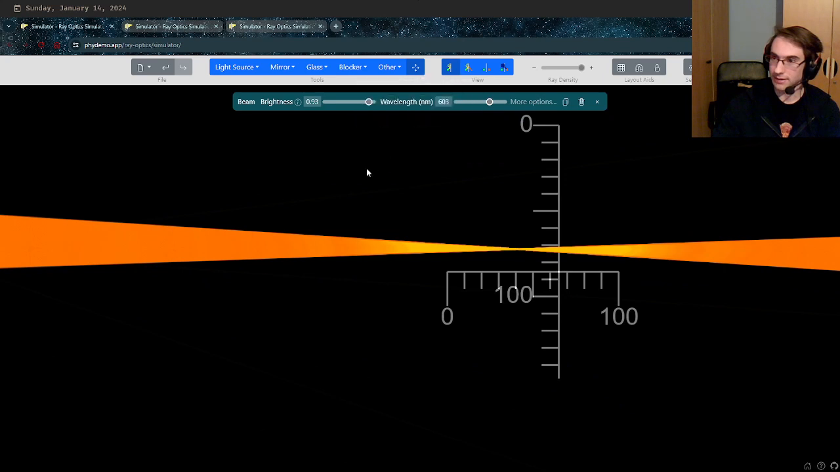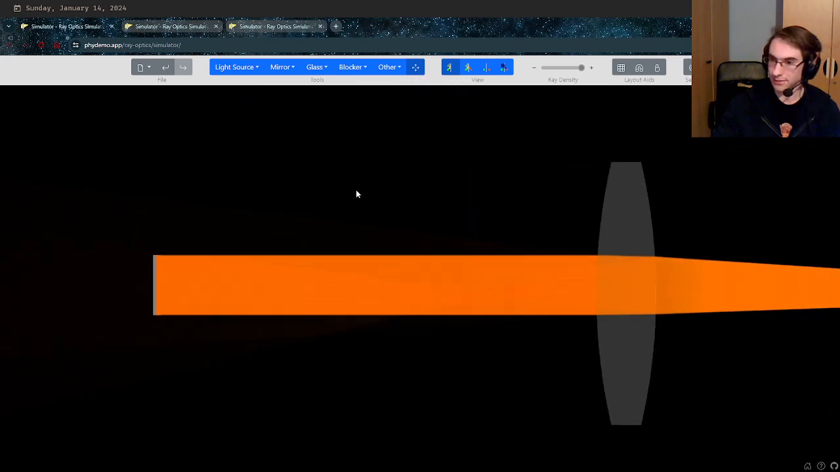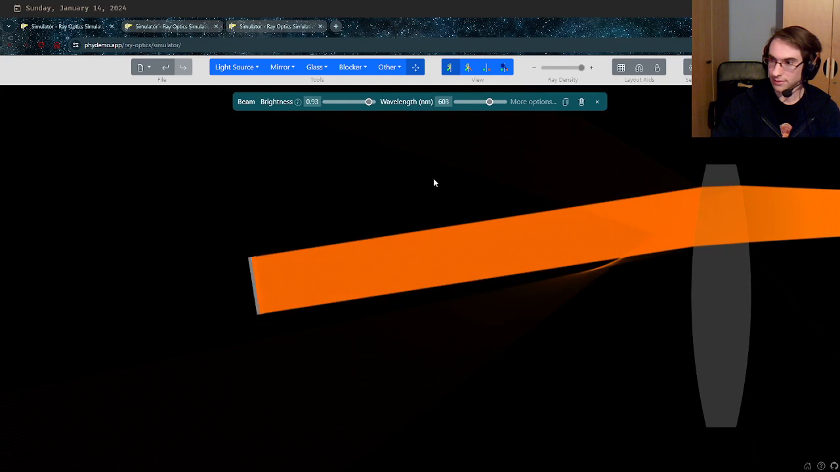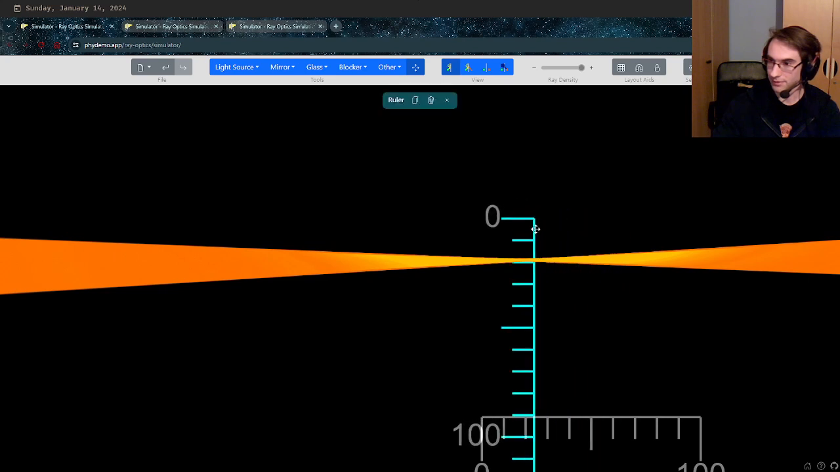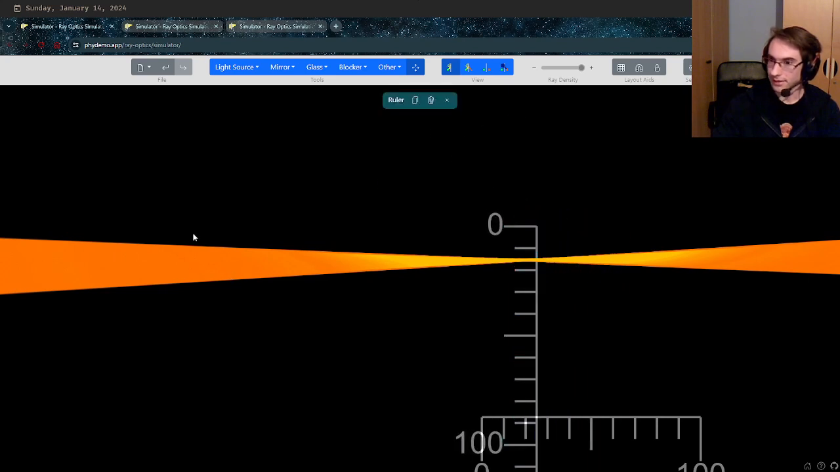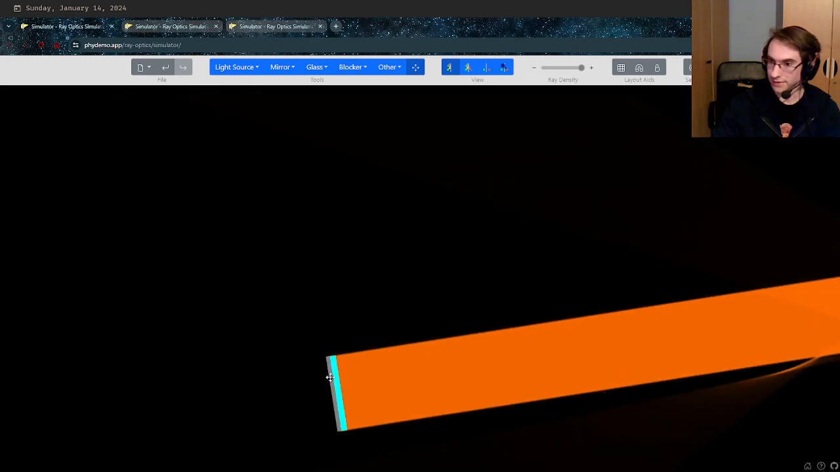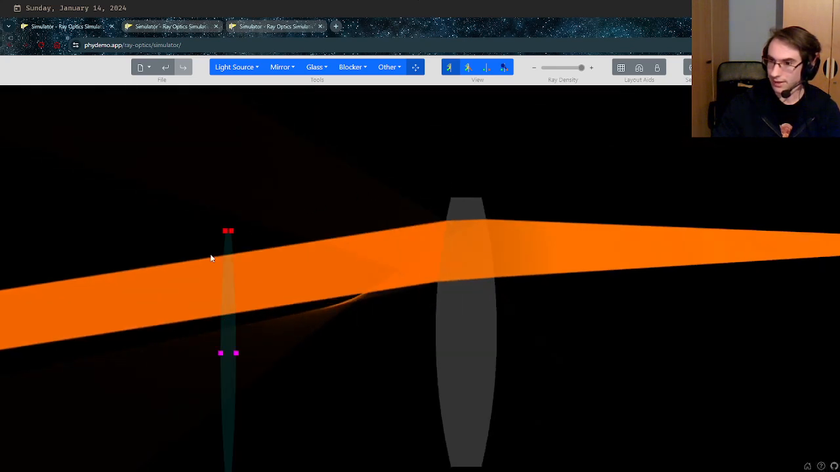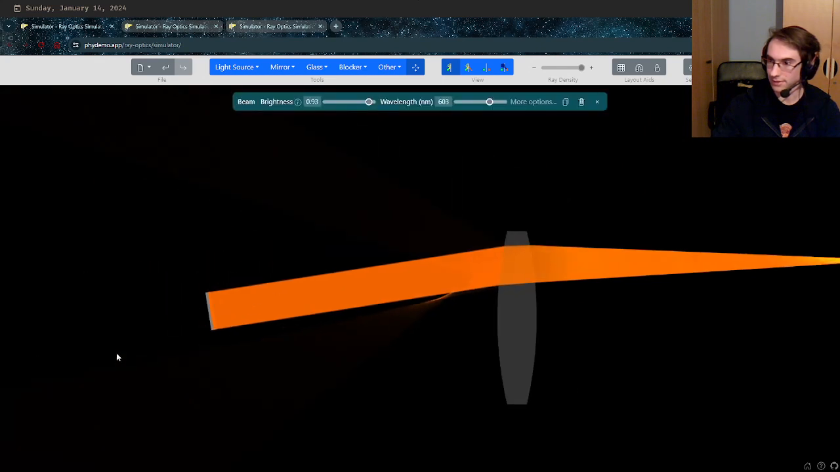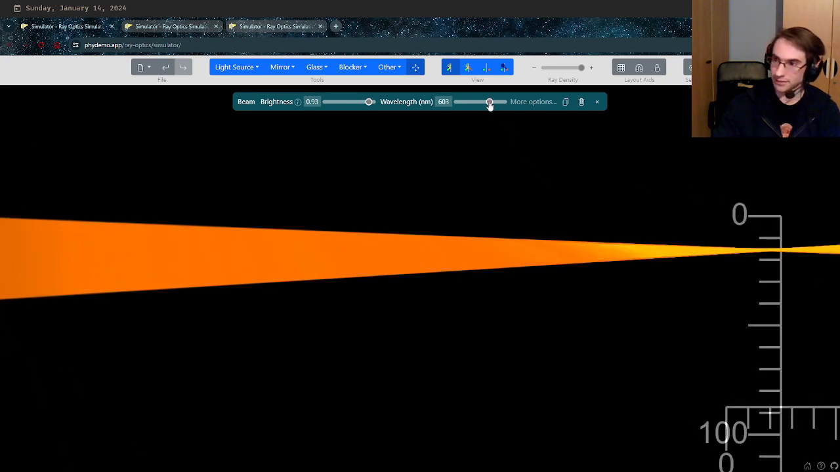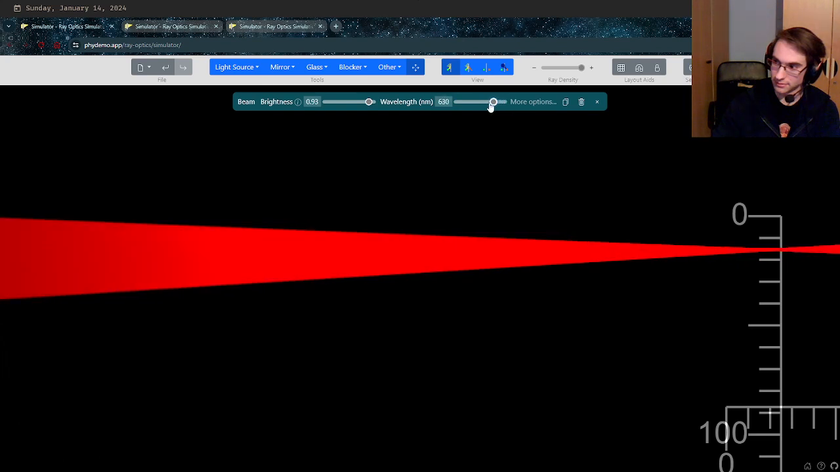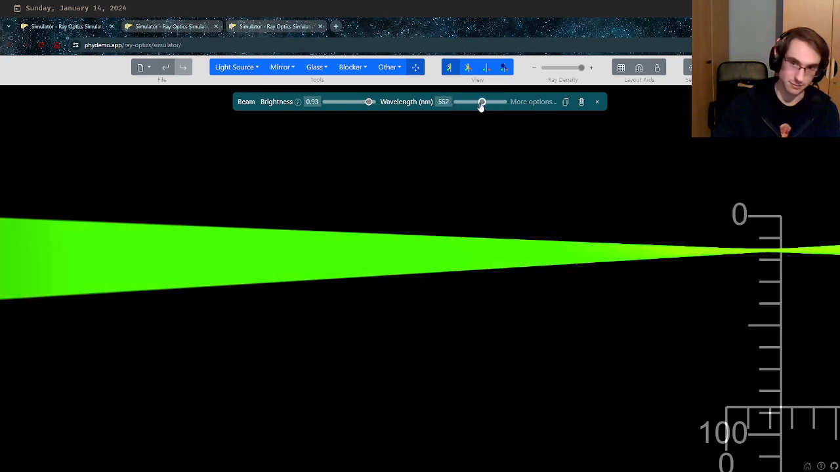Now, if I angle this beam a little bit, let's put this ruler closer, and I now change the wavelength of this thing. I apparently I'm not allowed to click on the canvas. There we go. If I now change the wavelength of this thing, then you can see that the point where it focuses also moves up and down as I change the wavelength, and that's lateral chromatic aberration.